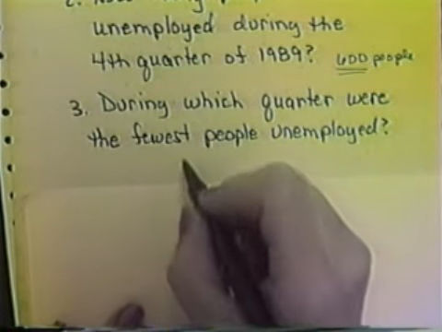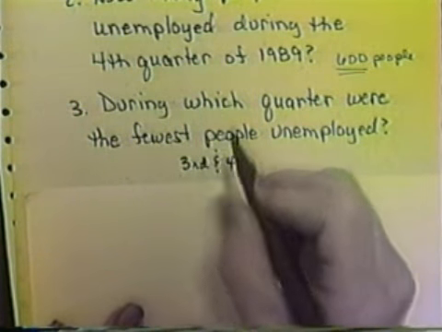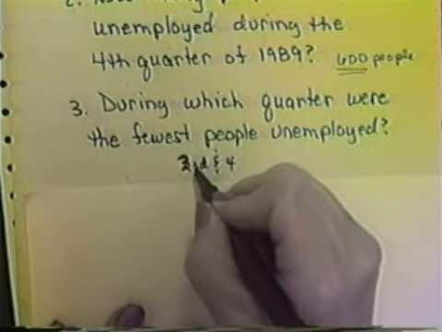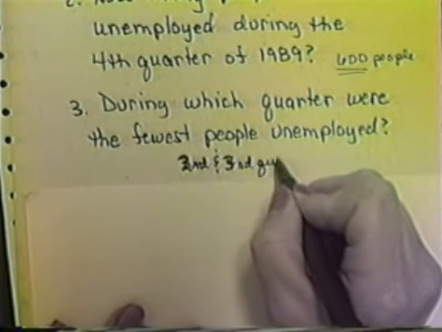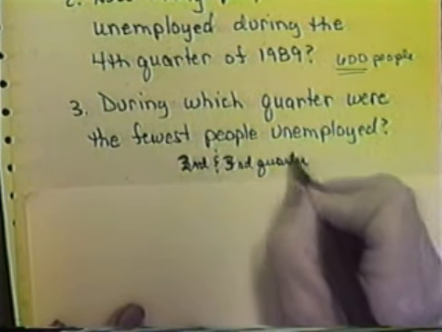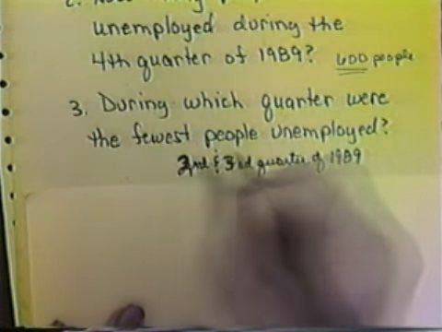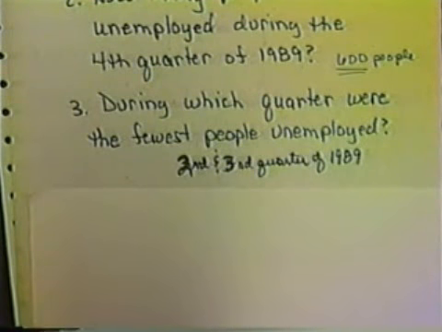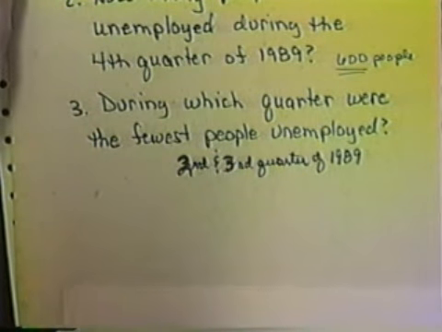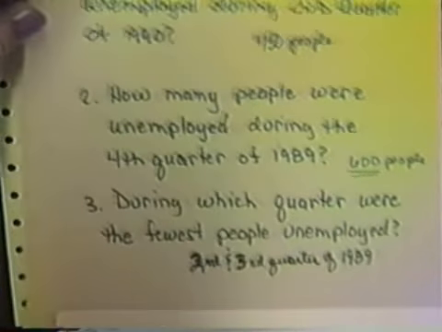There was a tie: the second and third quarter of 1989. That's how we read a bar graph.